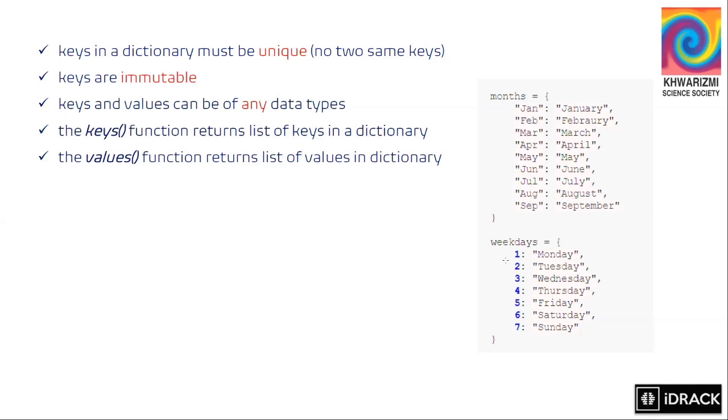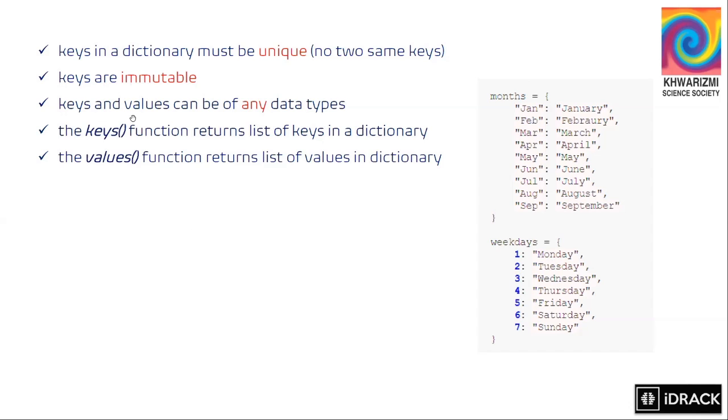Secondly, the keys are immutable. So once you've given names to the keys, you cannot change their names. You can change the values inside them, but you cannot change the names of the keys. Okay. The keys and values can be of any data type. Like they've given an example here, they can be numbers, they can be strings, they can be anything really.